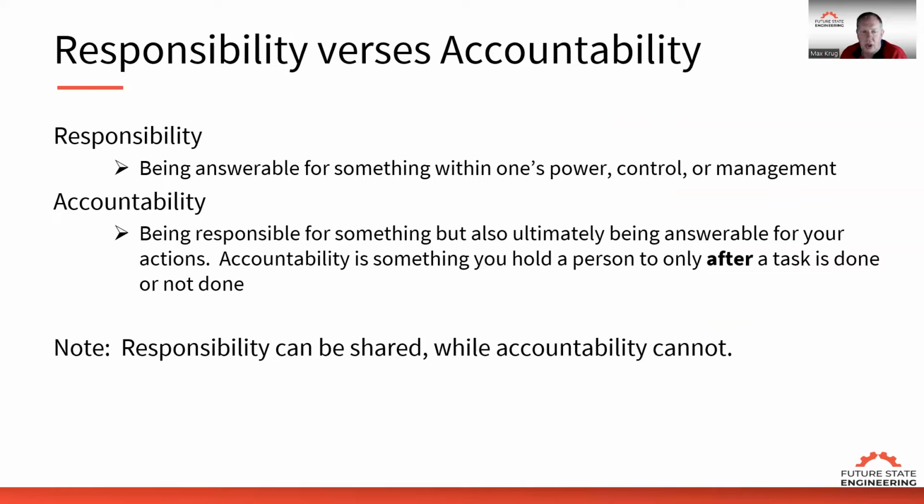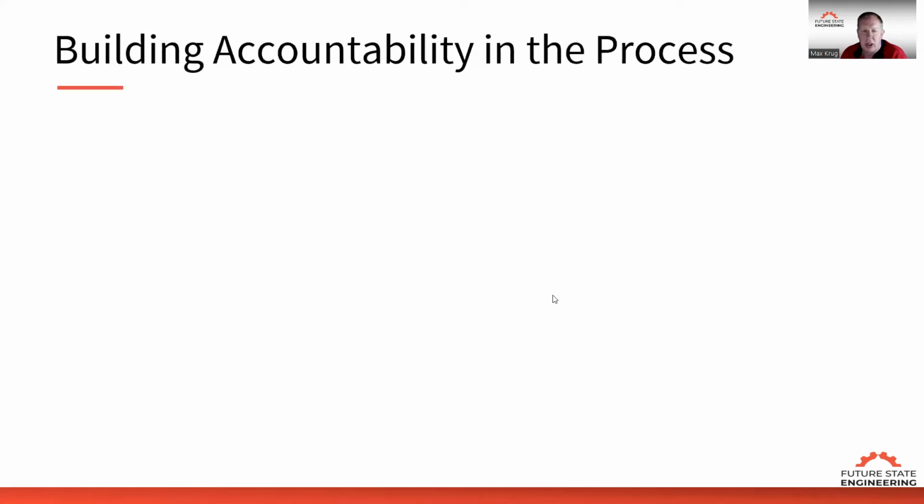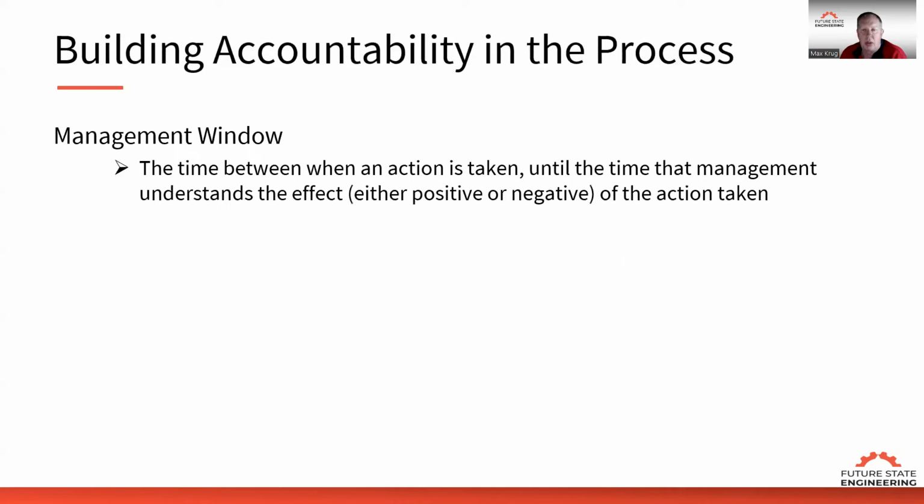So we don't want shared responsibility. We want people to be accountable for their actions and their process, and if the actions aren't done correctly, we need to know immediately and take countermeasures to correct the situation. So when we build accountability into the process, we want to look at the management window.